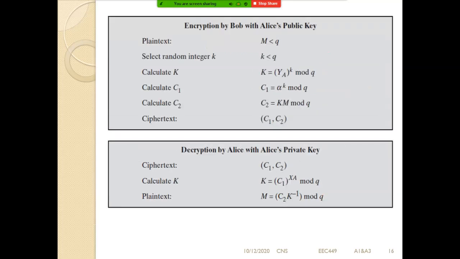Now, Bob, how is encryption? So plain text M, which is less than Q. Now select any random integer, which is small k, which is less than Q. Then calculate the secret key, capital K, by this equation. Then calculate C1 and C2, and the ciphertext will be denoted by C1 comma C2. Now, when that ciphertext is received by the Alice, decryption by the Alice will be like this. Calculate K, the secret key, as C1 power XA mod Q. What is XA? Private key. And finally, plain text will be recovered like C2 into K inverse mod Q.